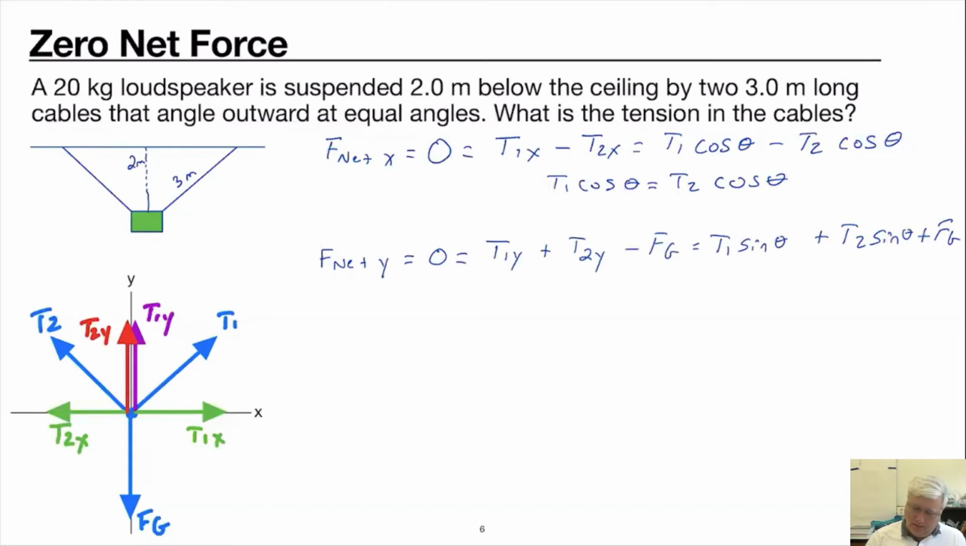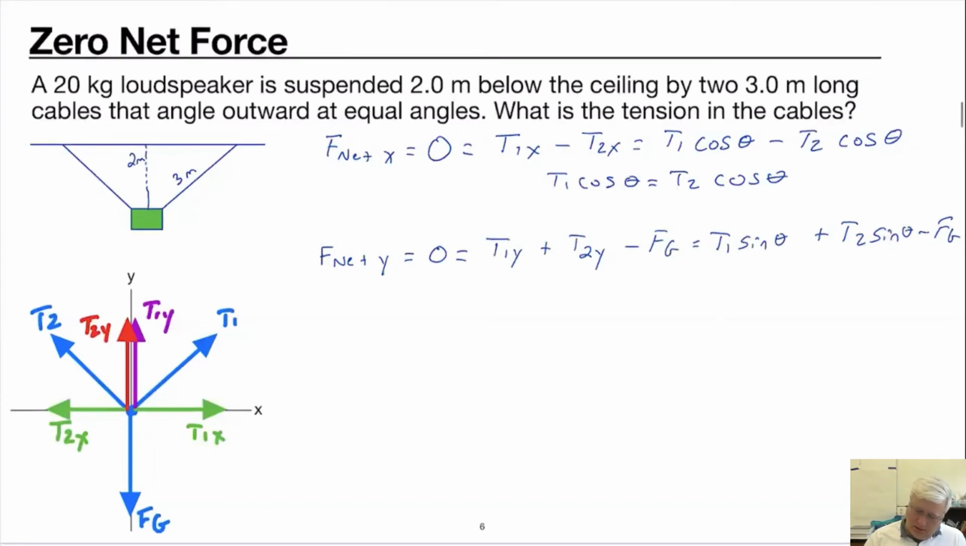Okay, and then for y, let's see here. Oh, I actually made a mistake down here. I did plus force due to gravity. It should have been minus. So we could simplify this: T1 sine theta plus T2 sine theta equals the force due to gravity. Okay, so I think we got everything about as simplified as we can get it.